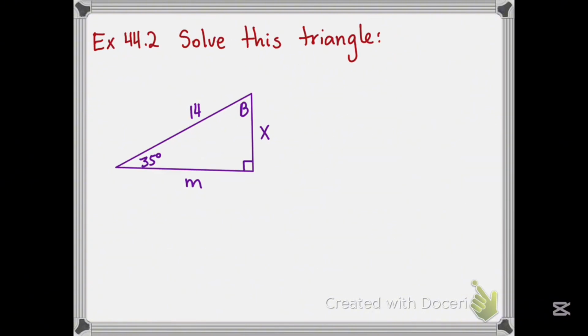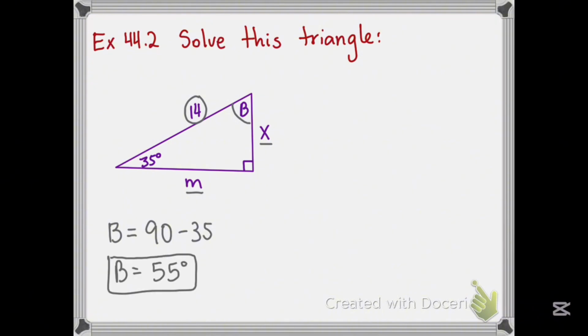Now for this example, I suggest you pause the video and try to do it by yourself. It's very similar to the one that we just did. So let's do it together. First, notice how here they're giving us 14. 14 is the hypotenuse. So we're going to have to use both sine and cosine because that's what we know that uses hypotenuse. Now we're going to start by finding B, which is the complement of 35. 90 minus 35 is 55. And that would be our answer.